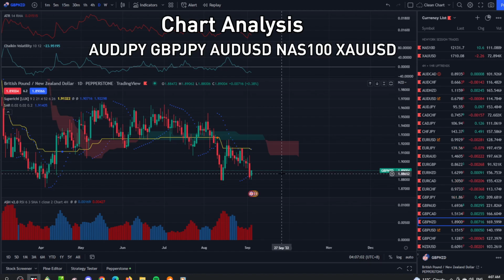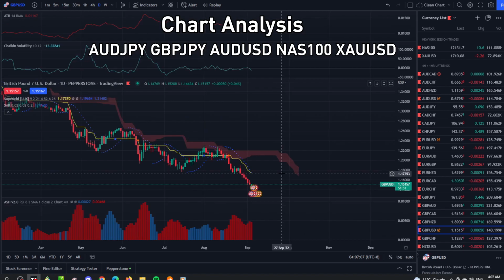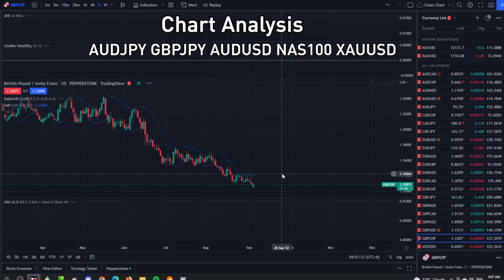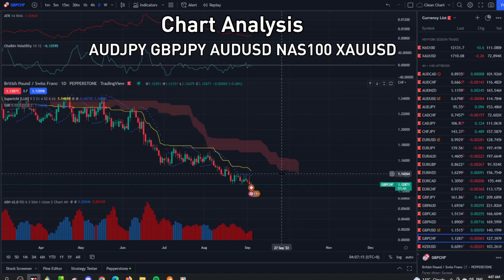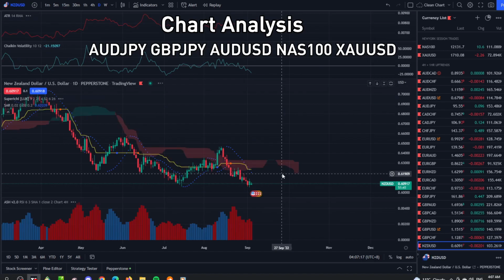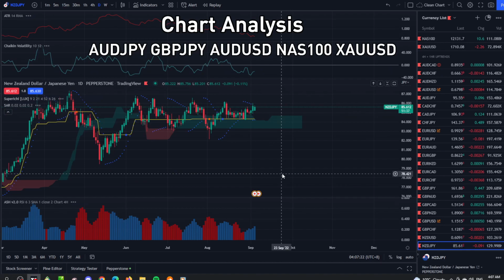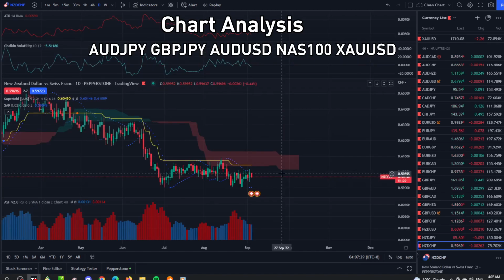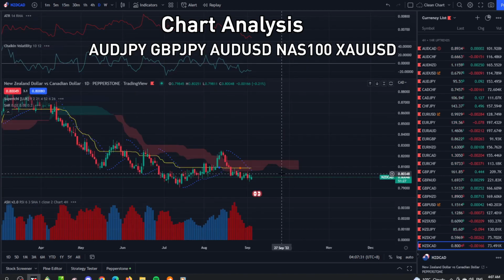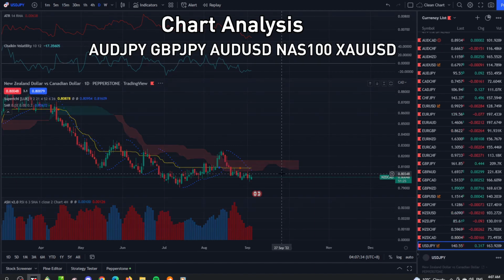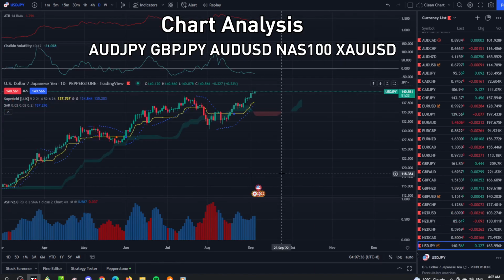Again, this is in a downtrend. No opportunities to trade there for this week. Strong downtrend as well on the British USD. British Swiss, downtrend. No entries there. New Zealand USD, downtrend with no opportunities as well. New Zealand yen, we're ranging very clearly. New Zealand Swiss is also ranging in a downtrend. Ranging in a downtrend. New Zealand CAD. USD yen, we're in an uptrend.